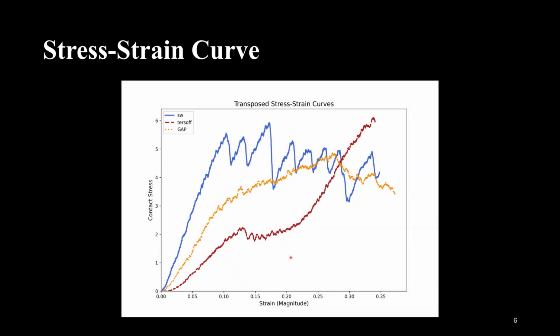Now, these trends also align with the stress-strain curves. As you can see here, the SW has these dramatic drops and rises, which match the abrupt transitions we just saw in the crystal structure, and Tersoff has this smoother, more ductile-like behavior, and it seems to underestimate the resistance to plasticity. Meanwhile, GAP provides a balance of both, showing the gradual evolution, but also showing a more ideal looking stress-strain curve, and it looks closer to something we expect experimentally.